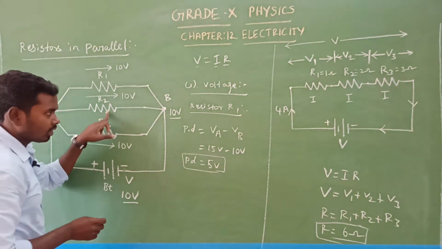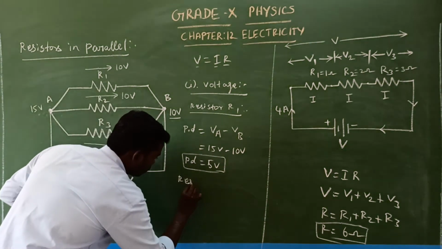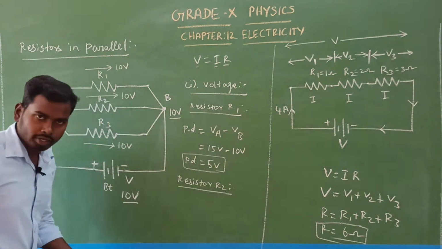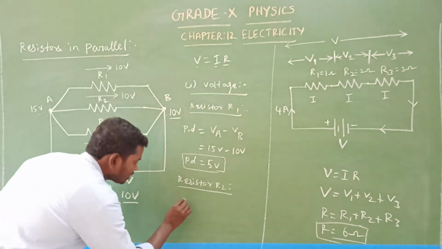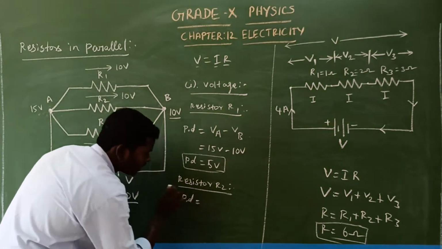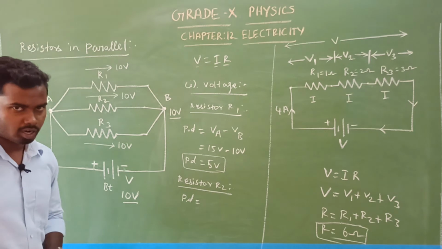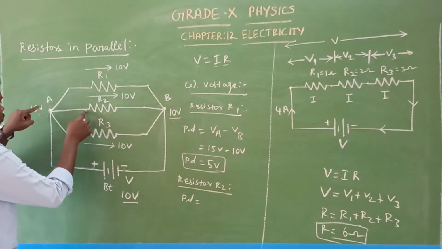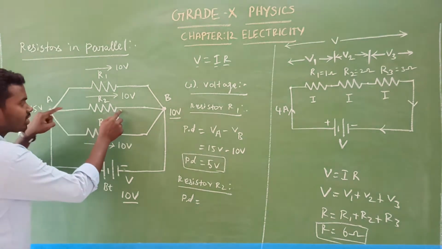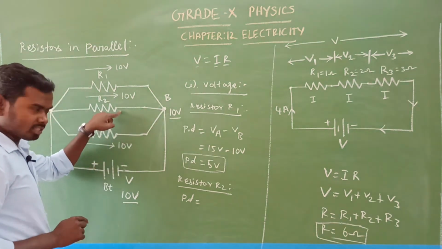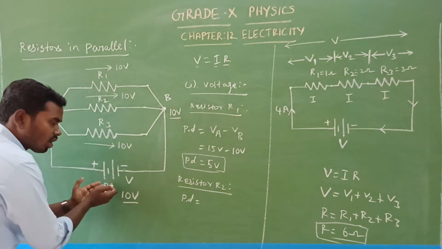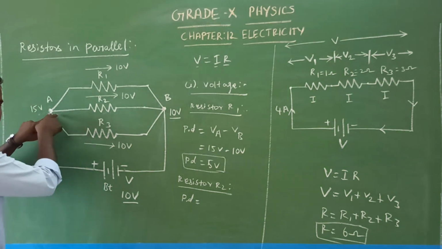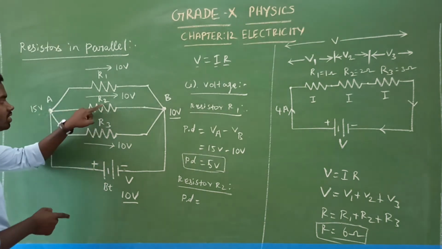This is R2, isn't it? Now find out resistor R2. Obviously the potential difference is equal to high potential minus low potential. So consider this is R2. One end of the resistor R2 is connected to the point A, and the other end of the resistor R2 is connected to the point B. So these two ends are connected directly along with the two terminals of the battery. So at point A, what is the potential of this resistor R2?